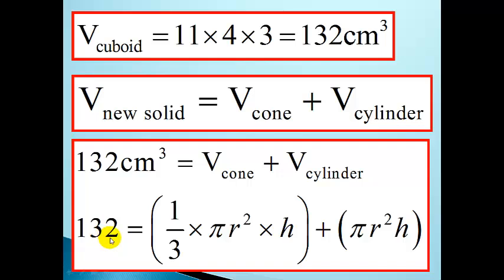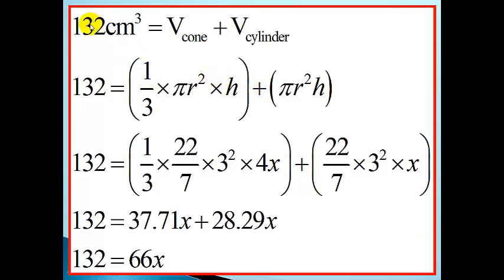So we have 132 is equal to the volume of the cone, which is 1/3 times the base area. Because the base is a circle, that is pi r squared times the height, plus the volume of the cylinder, which equals pi r squared h. Now we proceed. 132 centimeters cube will be equal to 1/3 times pi r squared times h, plus pi r squared h.